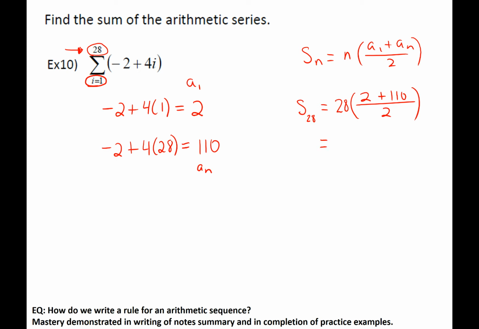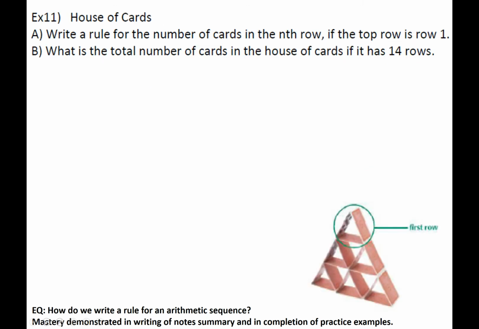Then I would grab a calculator and do some math here. So I have 28. When I add that and divide by 2, I get 56. And then multiply by 28. So I have 1,568. On to the last guy here, a house of cards.